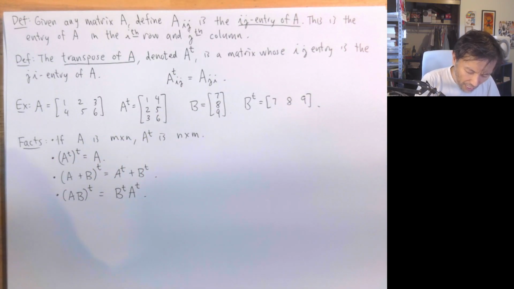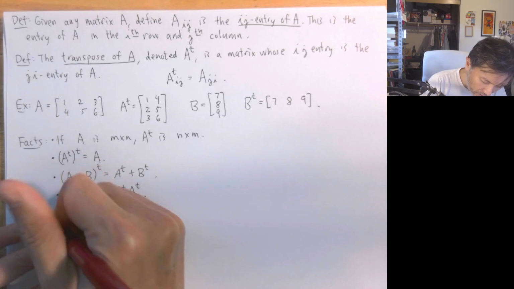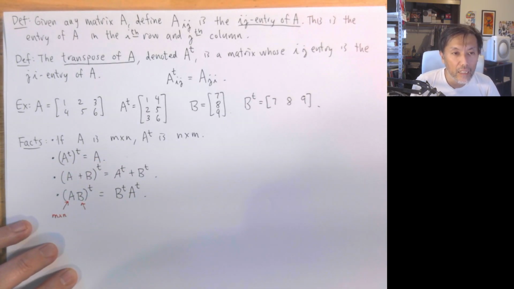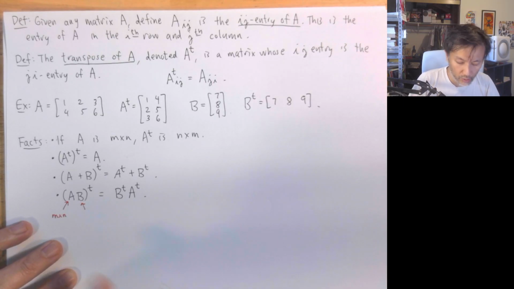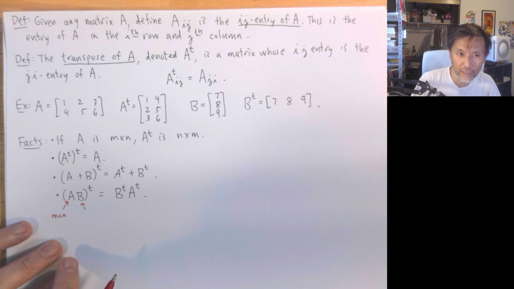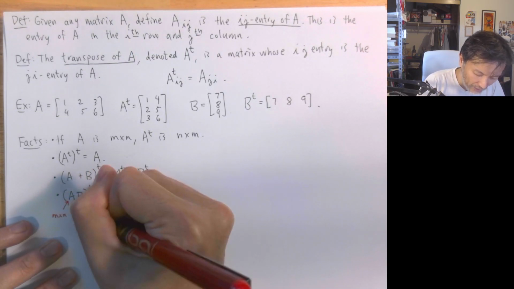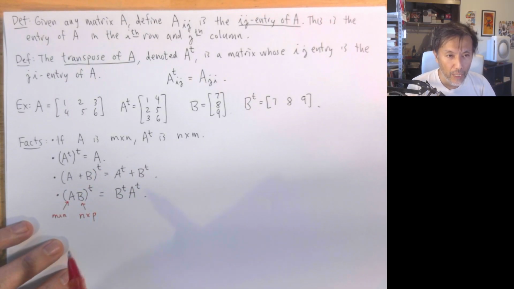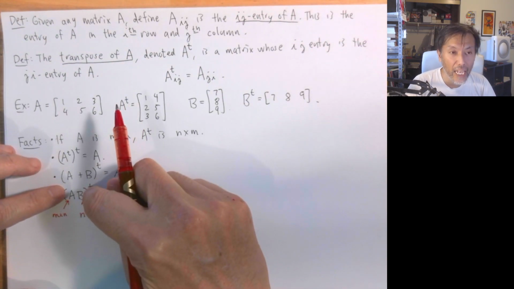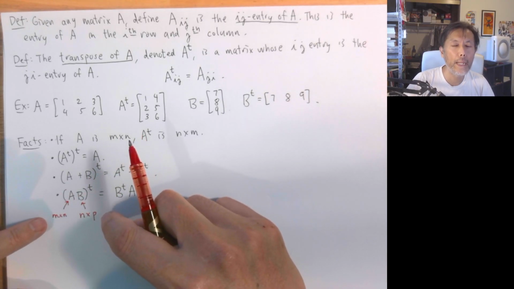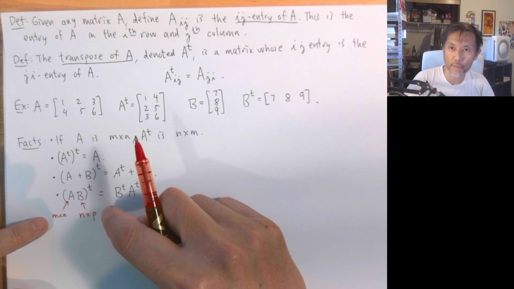If A is m by n, then remember that B has to have the same number of rows as columns of A in order for this matrix multiplication to make sense. So this has to be n by something, and I could call this something P. It doesn't matter what it is. But n by P, so that this matrix AB has dimensions m by P. Does that make sense? So that the transpose has dimensions P by M.